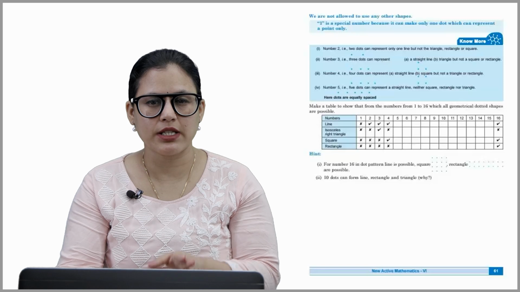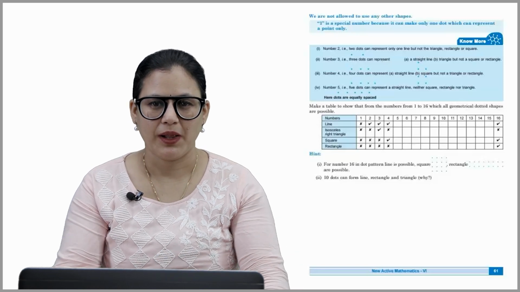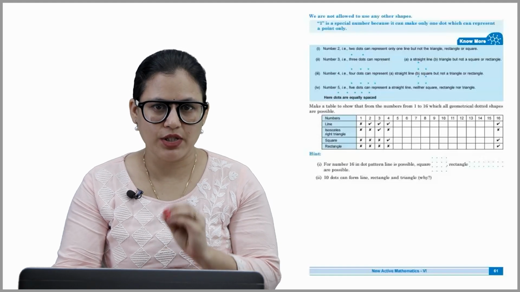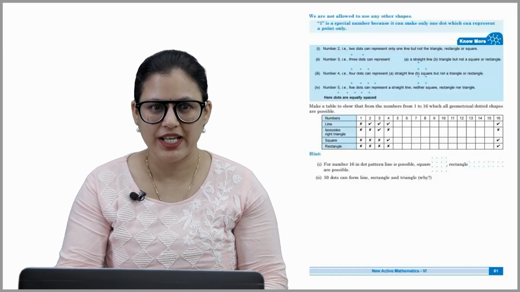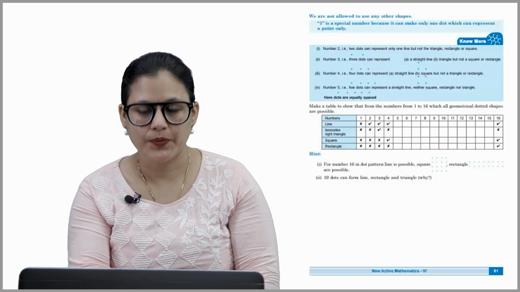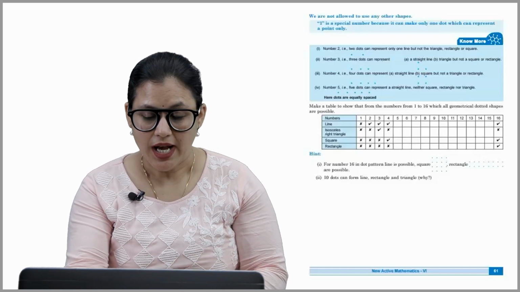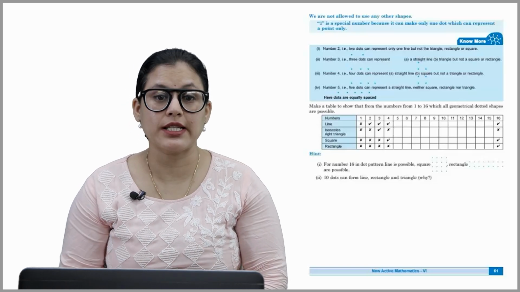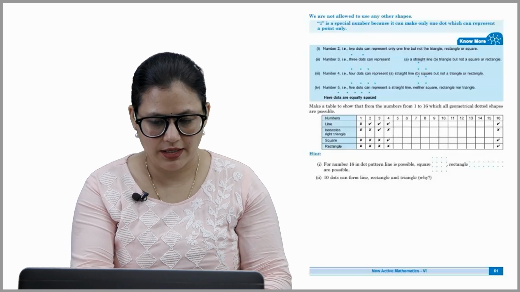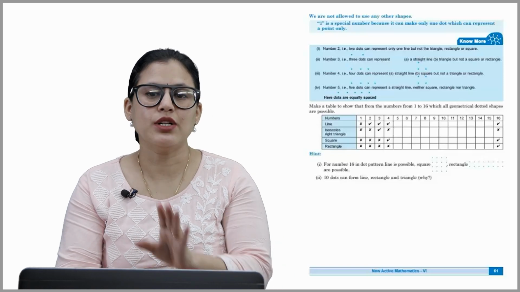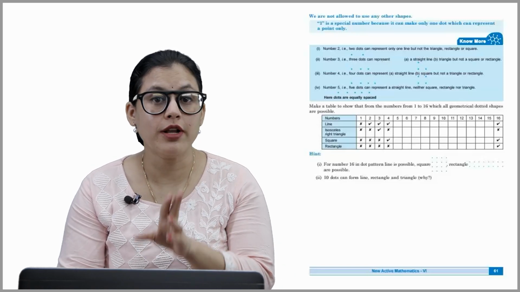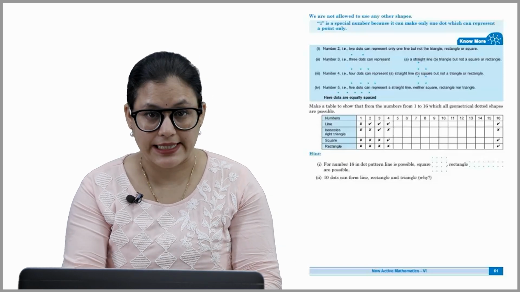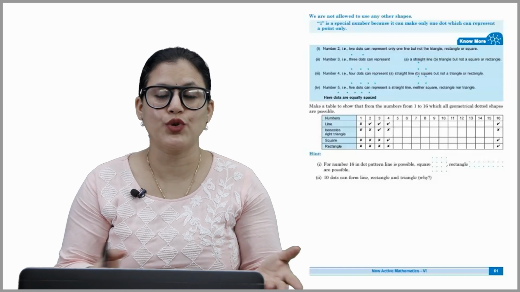One is a special number because it can make only one dot, which can represent a point only. Number 2, that is 2 dots, can represent a line but not a triangle, rectangle or square. Number 3, 3 dots can represent a straight line or a triangle but not a square or rectangle. Number 4, that is 4 dots, can represent a straight line and a square but not a triangle or rectangle. Number 5, that is 5 dots, can represent a straight line but neither a square, rectangle nor triangle.